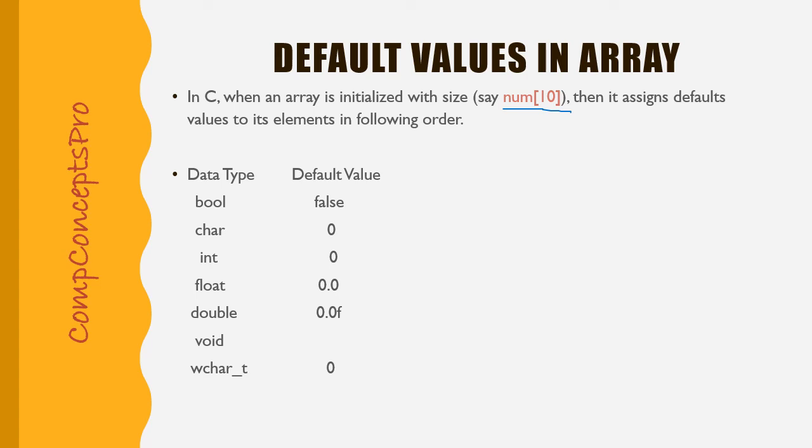For example, if we have declared an integer array, default value will be 0. If it is a Boolean array, the value that is stored by default is false. Similarly, in case of float, the value will be 0.0 for all the elements.